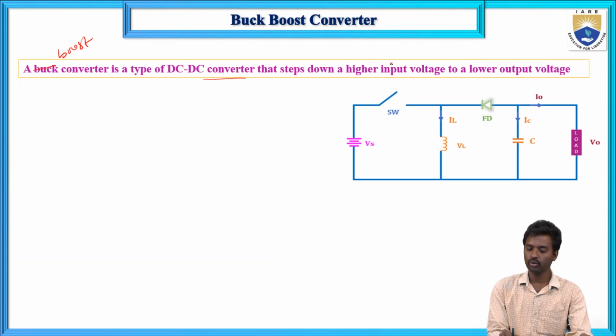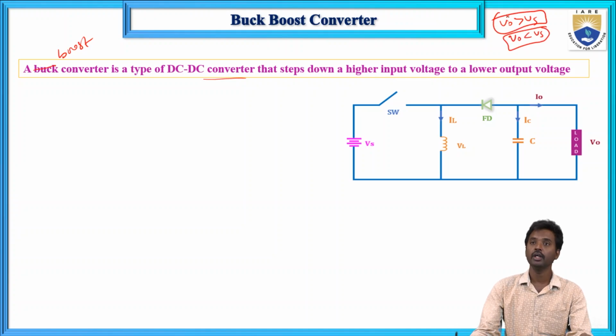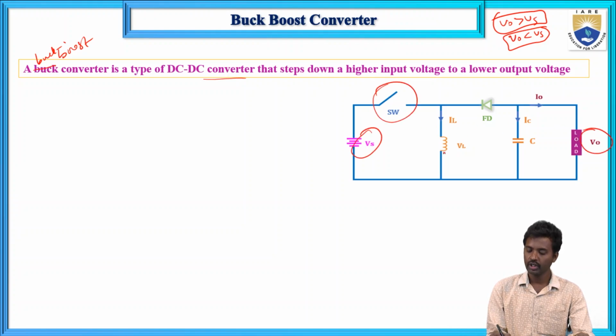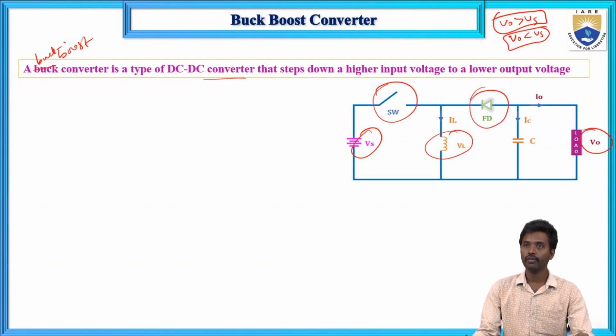In the case of a boost converter, the output voltage is greater than Vs, and in the case of a buck converter, V0 is less than Vs. So we can use this converter as a boost converter and a buck converter. The diagram for the buck boost converter has the supply voltage and output voltage, one switch, one inductor, one freewheeling diode, and a capacitor. These are the components used in the buck boost converter.